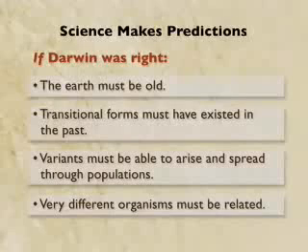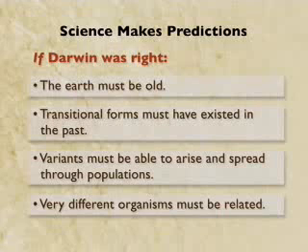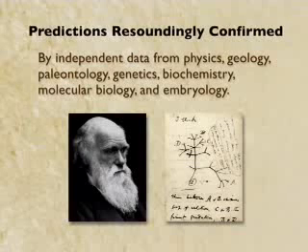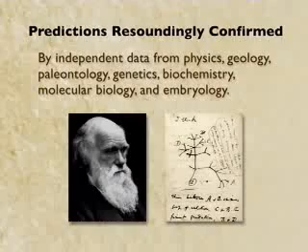Science should fundamentally both explain existing data and make predictions. As we've seen, Darwin predicted that the Earth must be old, that transitional fossils must have existed in the past, that variants must be able to arise and spread through populations, and that very different organisms must be related to one another. Every one of those predictions has been resoundingly confirmed by all kinds of independent data from physics, from geology, from paleontology, from genetics, from biochemistry, from molecular biology, and from embryology.